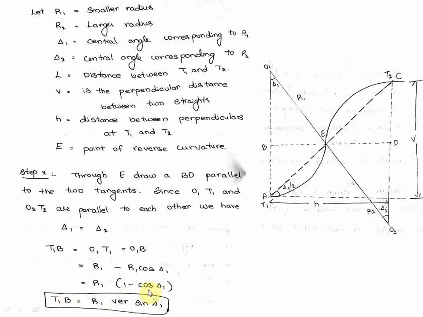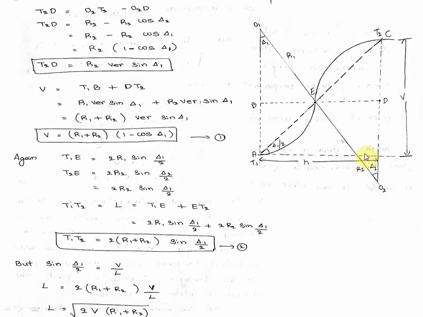Similarly, to find this distance T2D, T2D equals O2T2 minus DO2, correct? To find this distance, you have to subtract DO2 from O2T2. So T2D equals O2T2 minus DO2, correct?